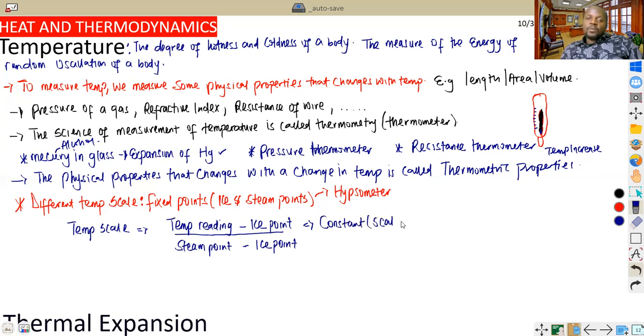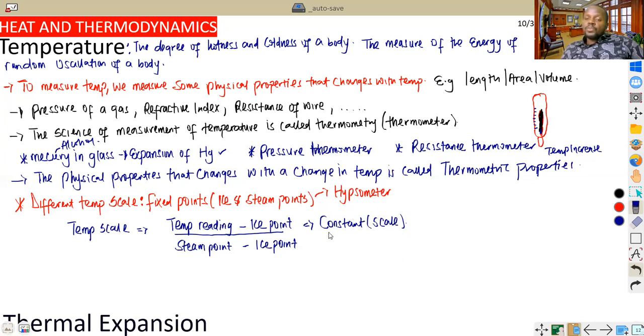I hope we have come across something like this before, and this is the method some of you are used to, drawing and doing the relationship of your ratio to get the answer. It is still the same thing, because you have only followed the method of measurement of temperatures, which is always the reading minus ice point, over the steam point minus ice point, and so on. This formula is called the thermometric standard, and it is the formula we use to measure different temperature scales.